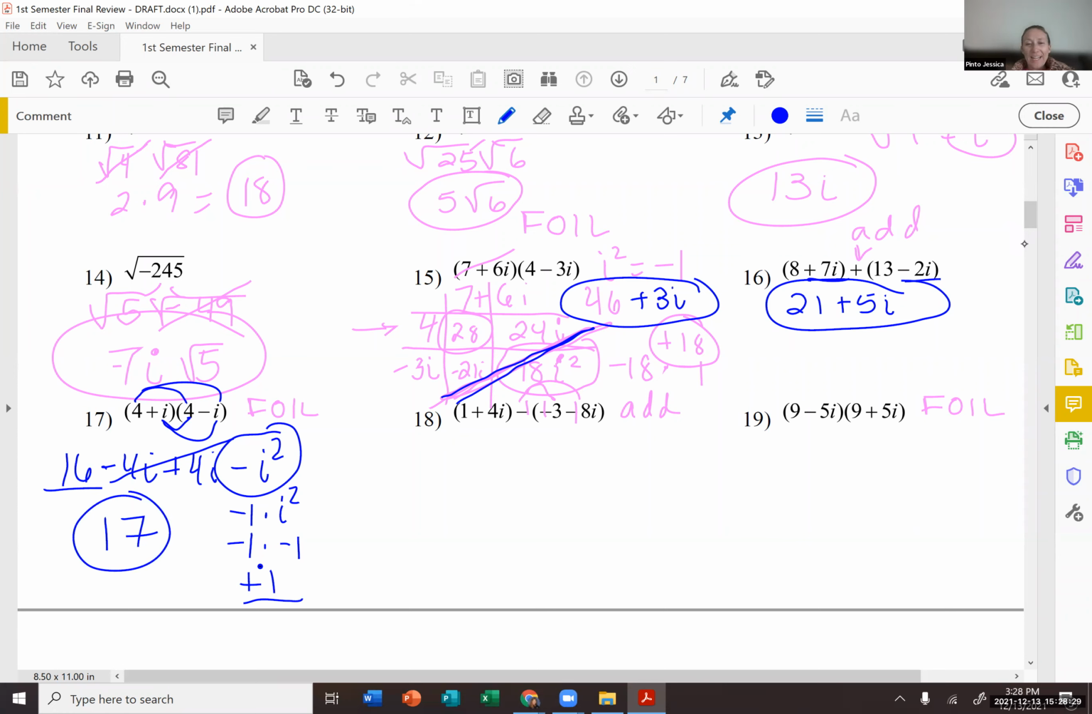For number 18, I already showed that we're distributing, and then we switch the signs on the second one and just add. So 1 plus 3 is 4. 4 plus 8i is 12i.